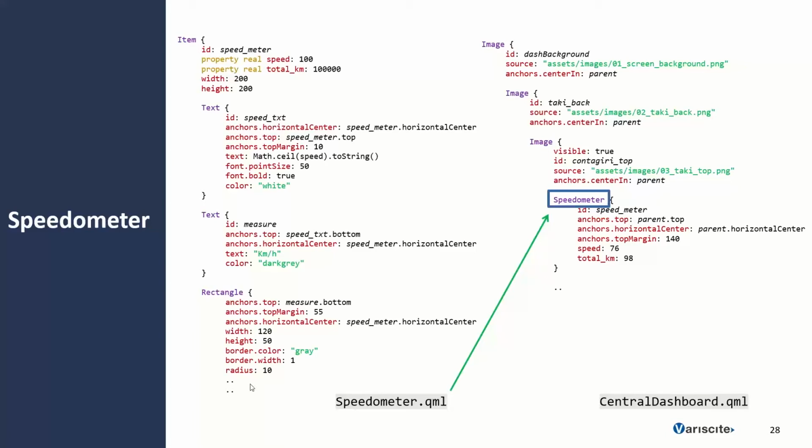The whole code is still available in our GitHub. Once again, this is a dedicated QML file describing the object, and the object is once again referenced, as a standard object, a library object, let's say, within the main file that is our central dashboard.